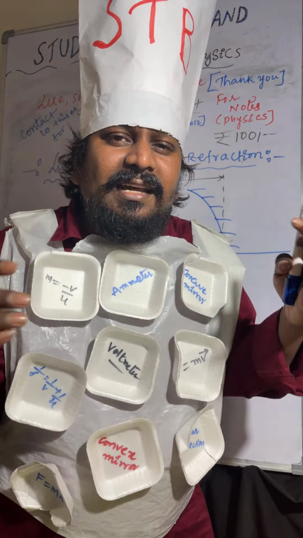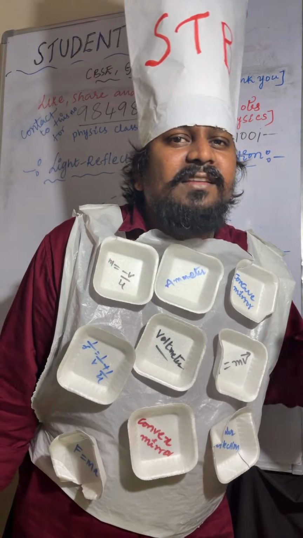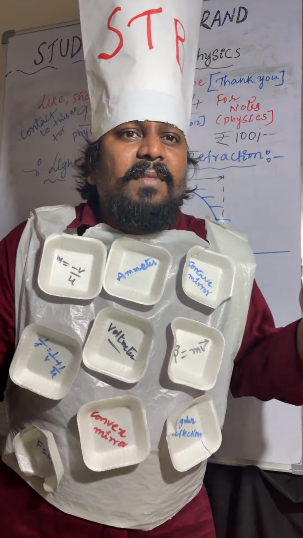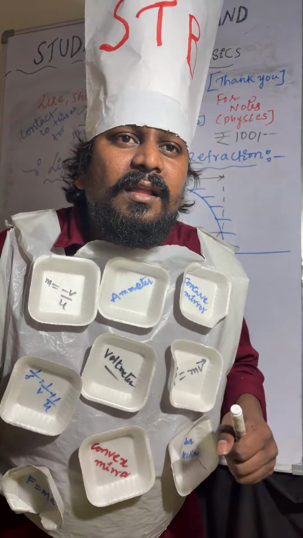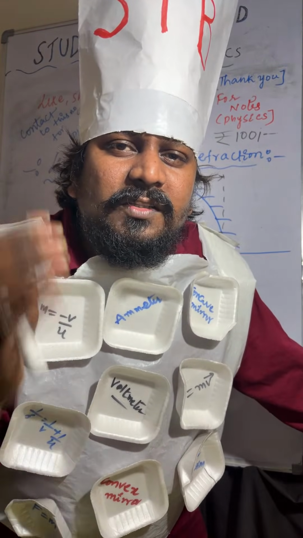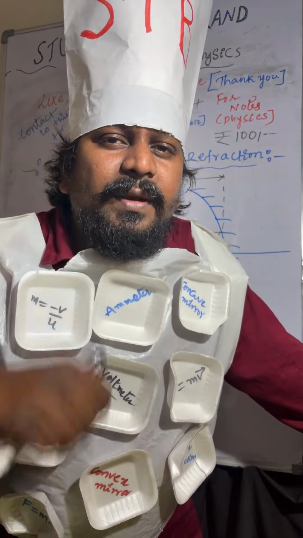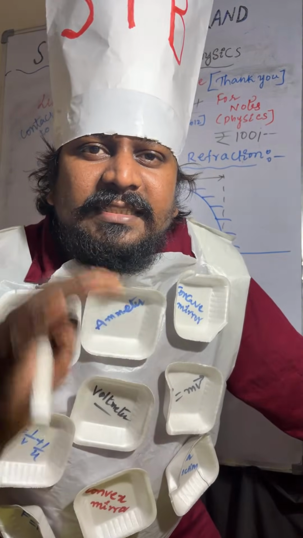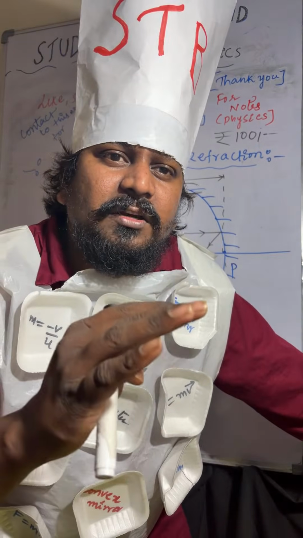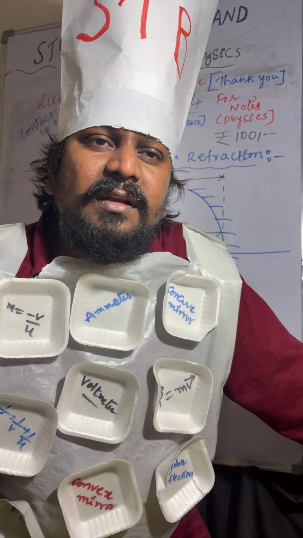The center of the imaginary sphere of which the mirror is a part is called center of curvature. The midpoint of the mirror is called pole. The line joining the center of curvature and pole is called principal axis. The distance between center of curvature and pole is called radius of curvature. Yes or no?